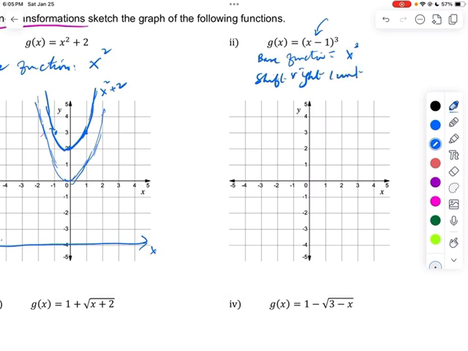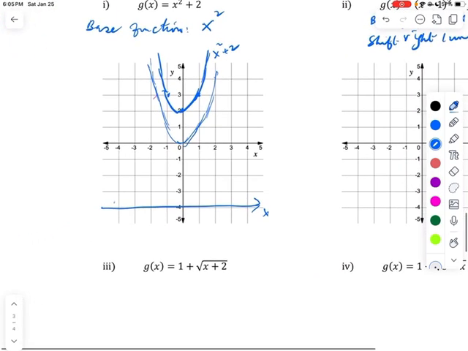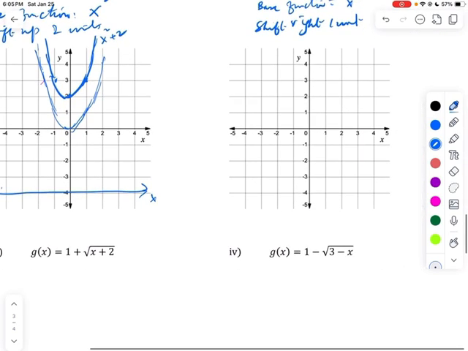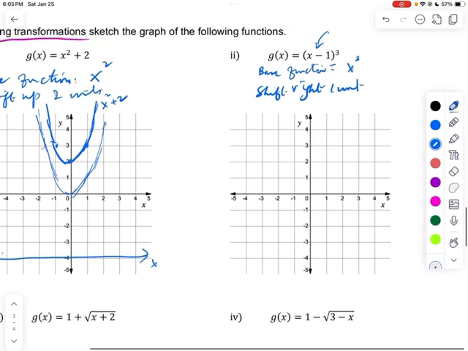Okay. And base function is x squared. This was shift up 2 units. Shift right 1 unit. Okay. Now we call the graph of x cube. We are now going to move it 1 unit to the right.